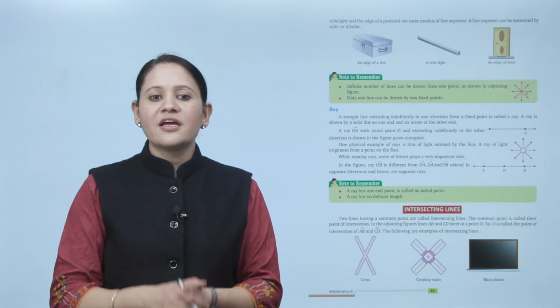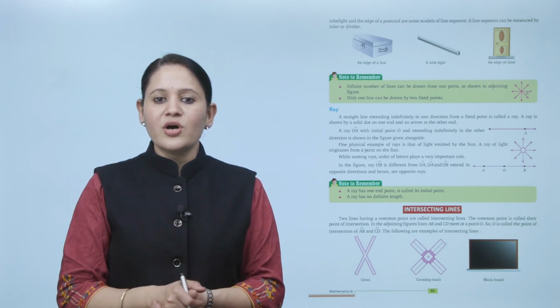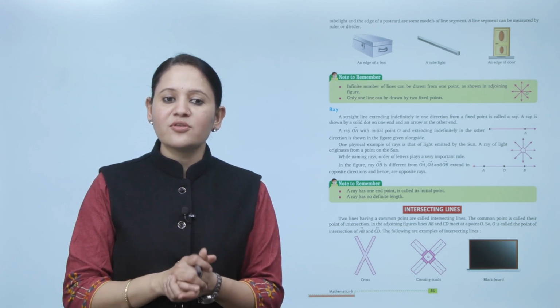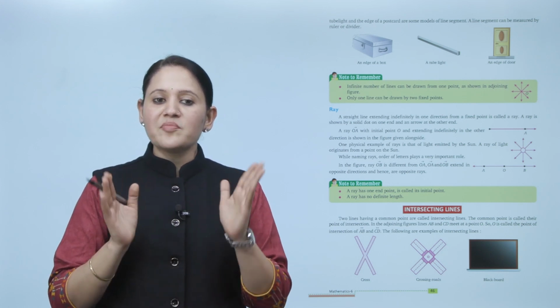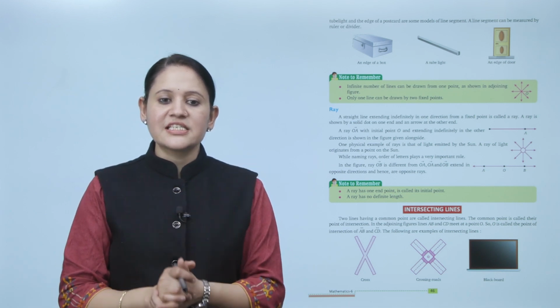A tube light and the edge of a postcard are some models of the line segment. A line segment can be measured by a ruler and divider. We can measure a line segment because it has definite length. Next is note to remember.